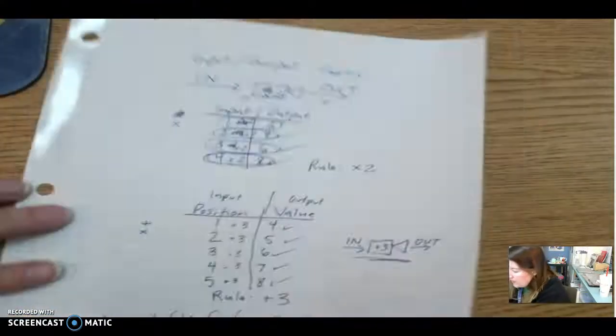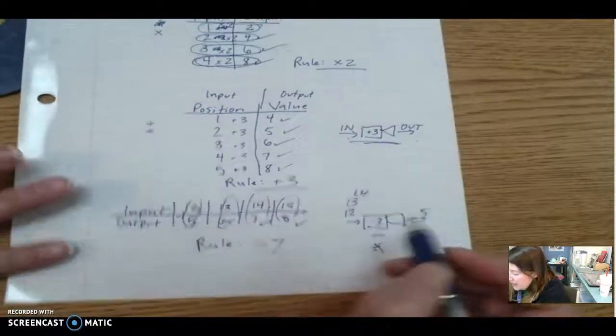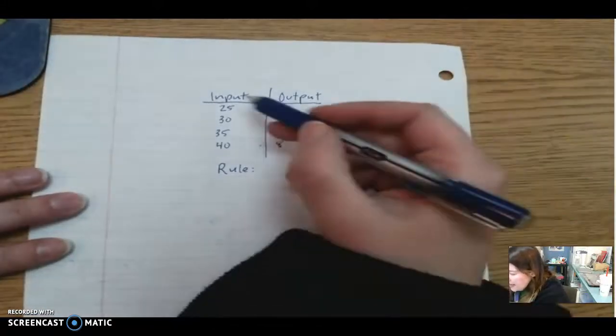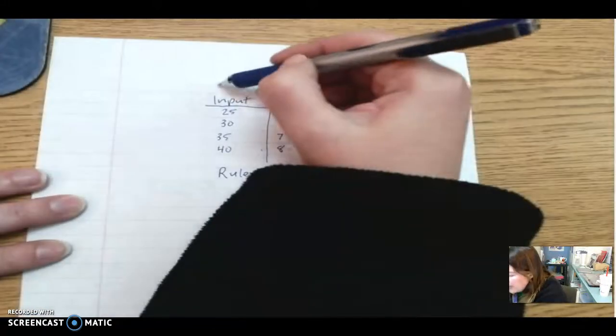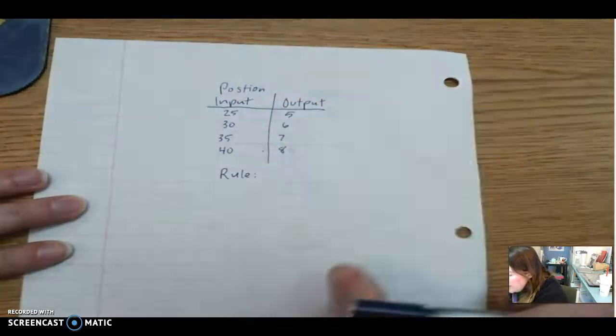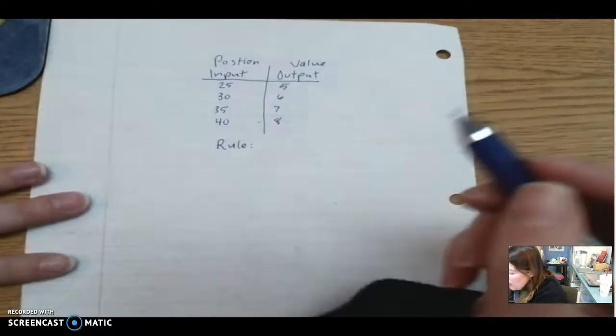All right, let's look at one last one, because we've looked at a multiplication example, an addition example, a subtraction example. You can guess what this one will be. All right, here's our input-output table. Remember, this could possibly be called position and value.